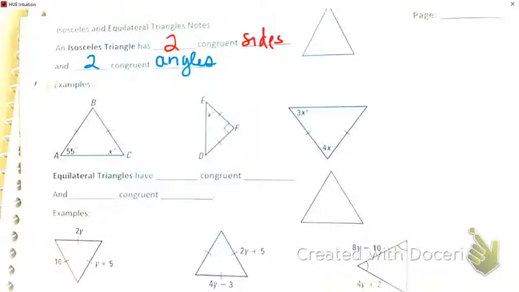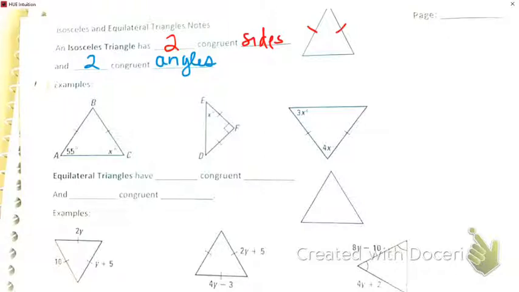If you put a little line on the sides, those two sides right there, that means those two sides are congruent. If they had two lines on that one but one on the other, that does not mean congruent. They have to have the same number of lines on the sides to be congruent. Okay? So, those two sides are congruent.